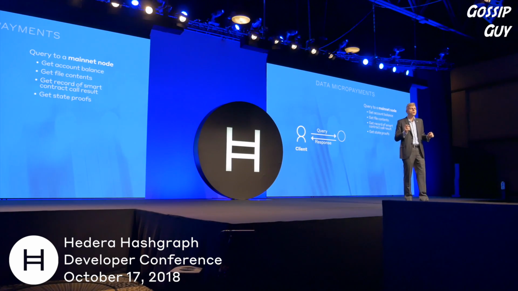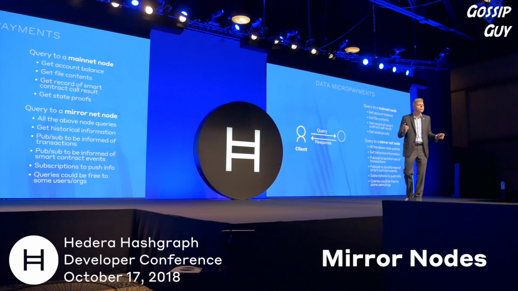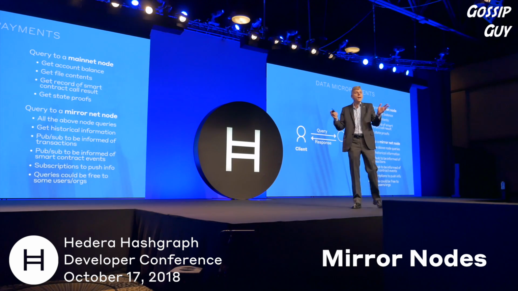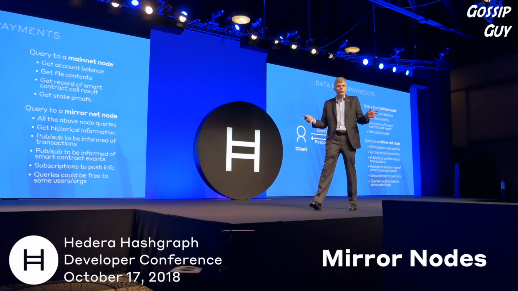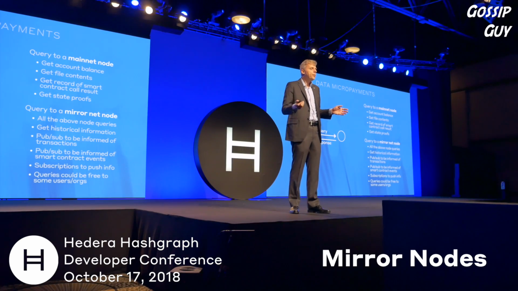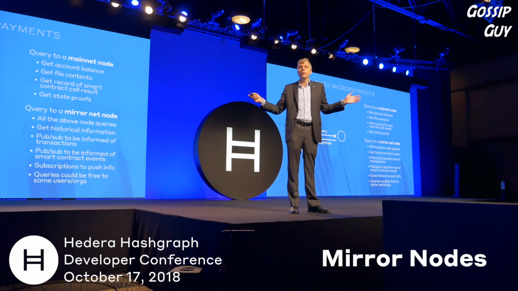You can also just as well talk to a mirror node. What's a mirror node? A mirror node is something that anyone on the planet right away will be able to do. I mean, we're doing this right now. We're doing the code right now. We want everyone to be able to do this. The mainnet will grow slowly as we're convinced that it's secure to grow it. But the mirror net can grow very fast.